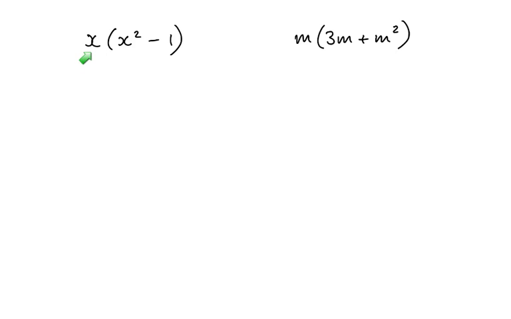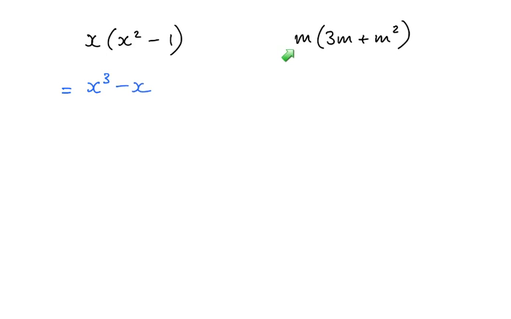We're multiplying x with everything inside that bracket. So I've got to multiply those 2 parts by x. So that becomes x times x squared is x cubed, and x times minus 1 is minus x.